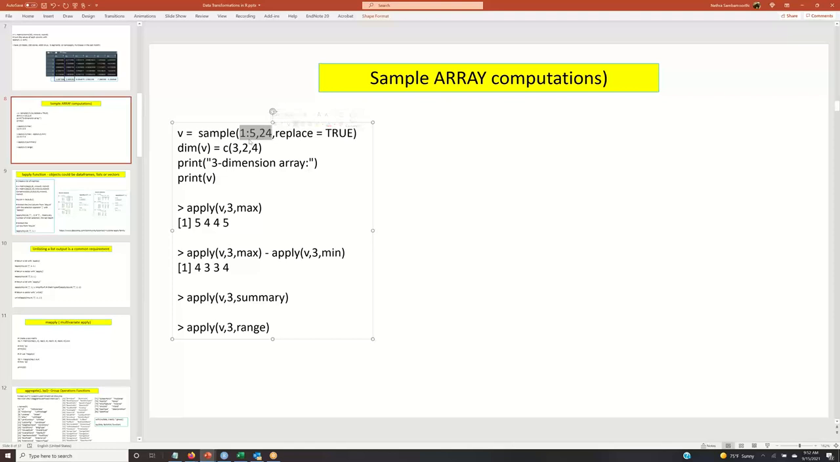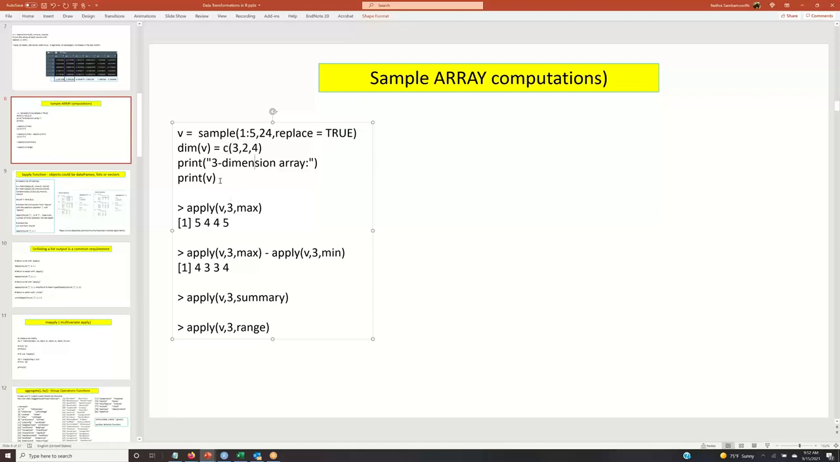I used these numbers. I'm taking samples from the sequence 1 to 5. Among the sequence of 1 to 5, I'm taking 24 samples, with replacement set to TRUE. That's the sampling method. So I will have 24 values because I'm sampling 24 times. I'm putting them into a three-dimensional array, using the condition dim equals c(3, 2, 4). I am creating four matrices, each one a 3x2 matrix.